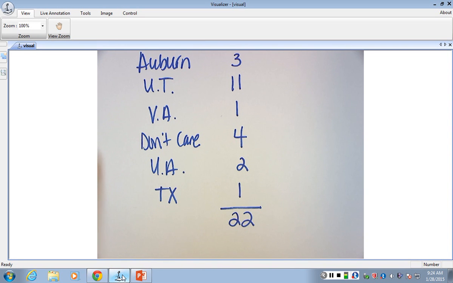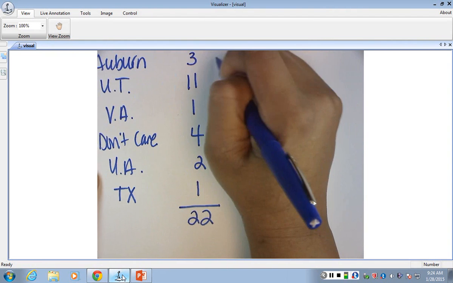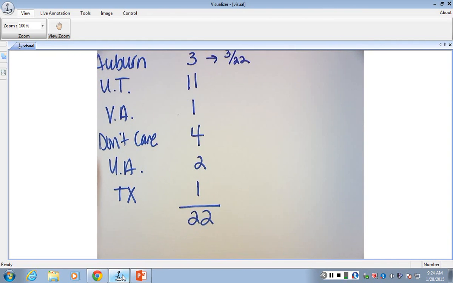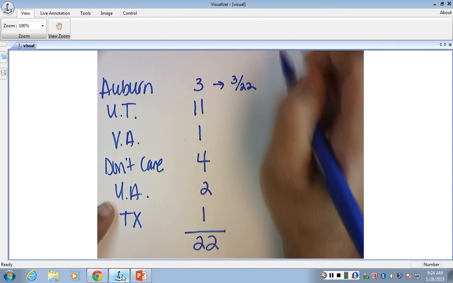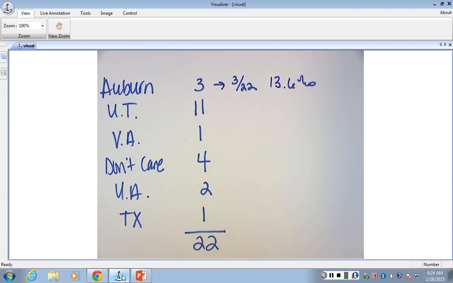So, how do I make this into a pie chart? Remember, for the pie chart, I have to get my percentages. This will be 3 divided by what? The 22. That gives me the percent. So 3 divided by 22. I'll go with 1 decimal. So 13.6%. That's Auburn, right?